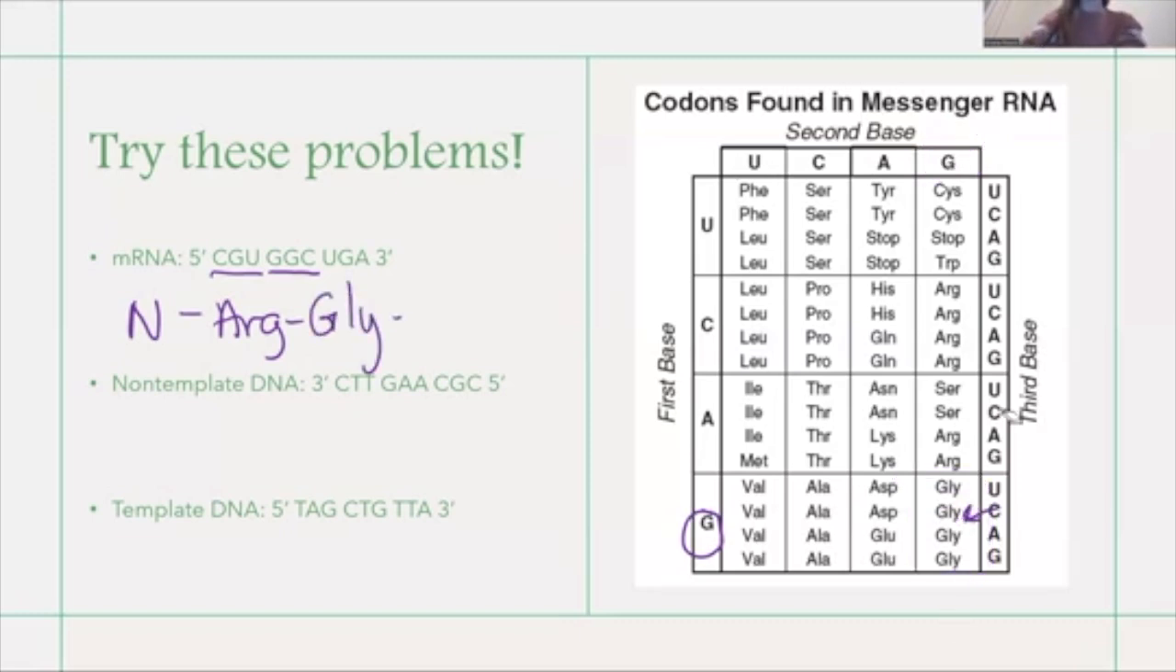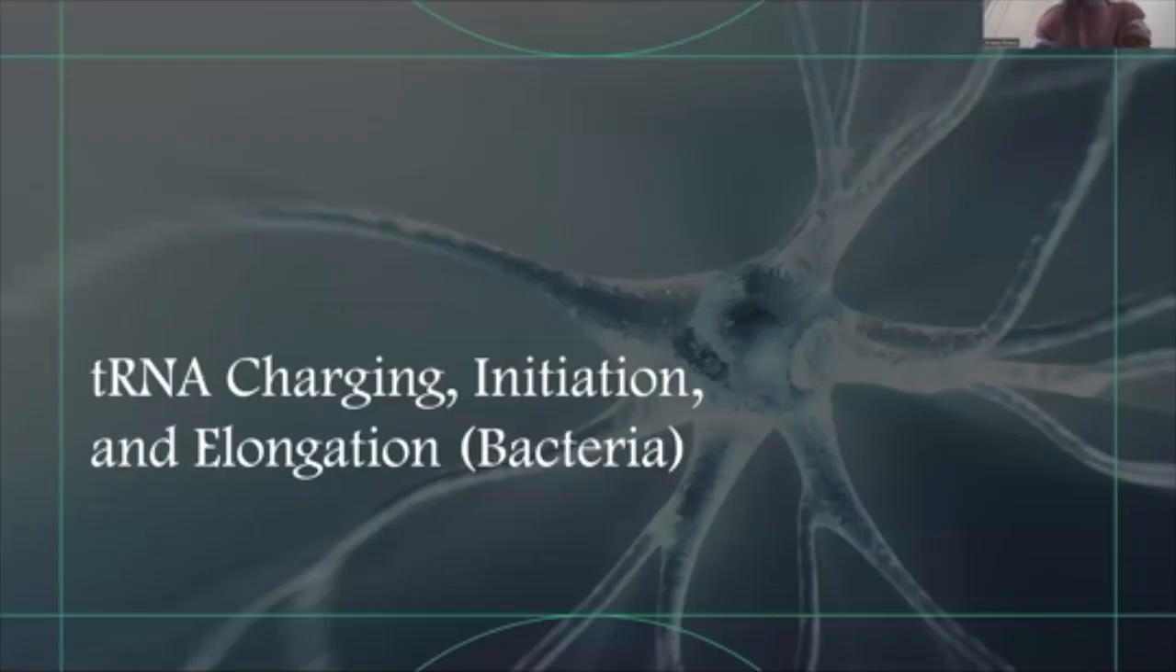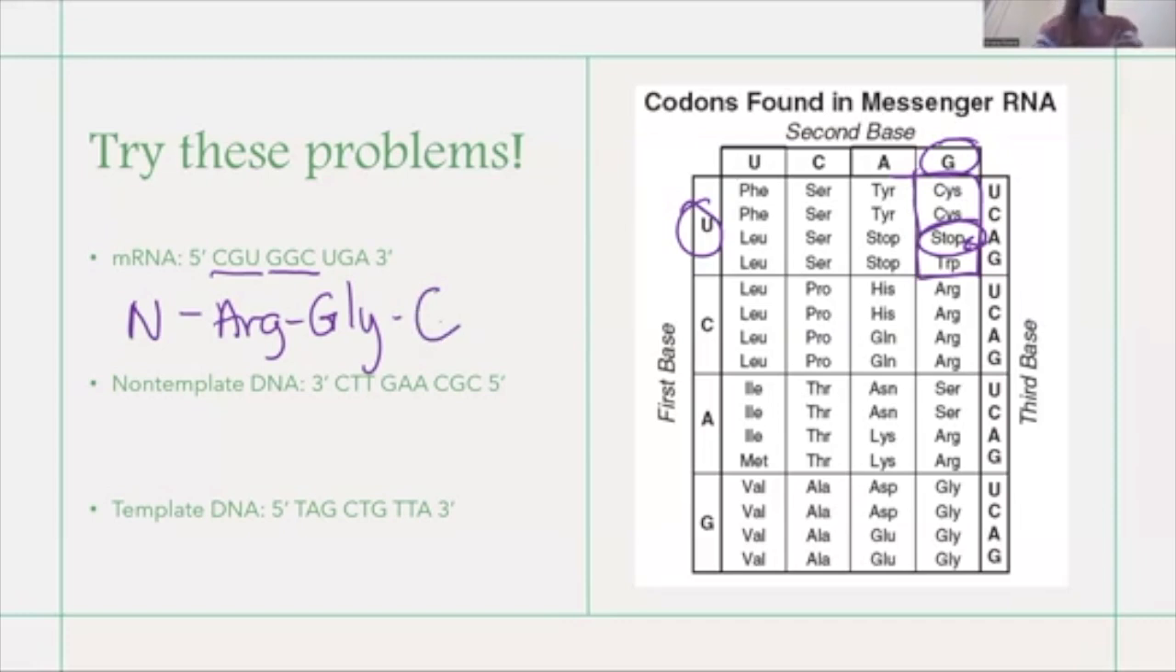And then I have UGA. So I have U and G, which corresponds to this top box. A gives me a stop. So remember, I'm not actually going to write down the word stop. All I do is end my sequence, and I'm going to show that by adding my C-terminus to show that it was the end.